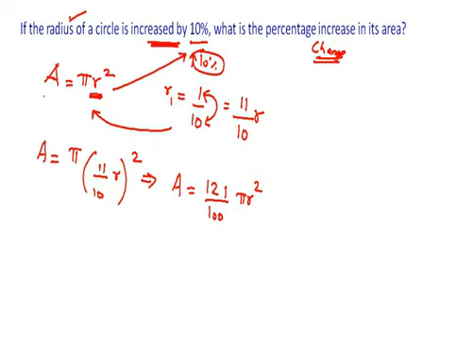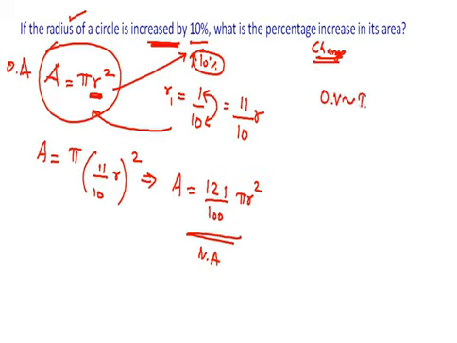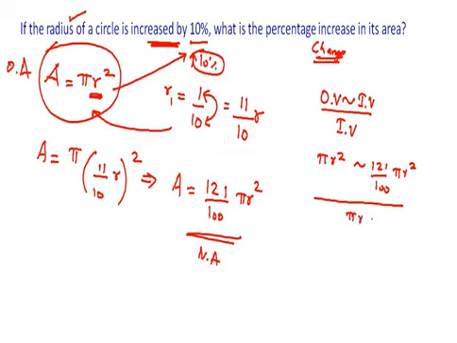So let's assume that this is the original area, right? And let's assume that this is the modified or maybe the new area. And how do we calculate the percentage change? The difference between the new value and the initial value divided by the initial value, right? Now what is the old value here? Pi r square. And what is the new value here? 121 upon 100 pi r square, the whole divided by, what is the old value? Pi r square. Now let's find the difference between these two values.